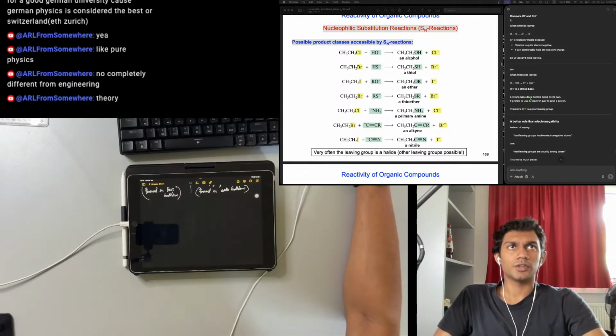A strong base does not like being on its own. It prefers to use its electron pair to grab a proton. OH minus is a strong base, therefore OH minus is a poor leaving group.